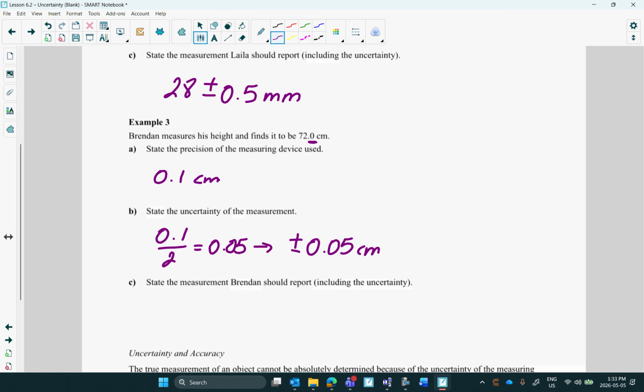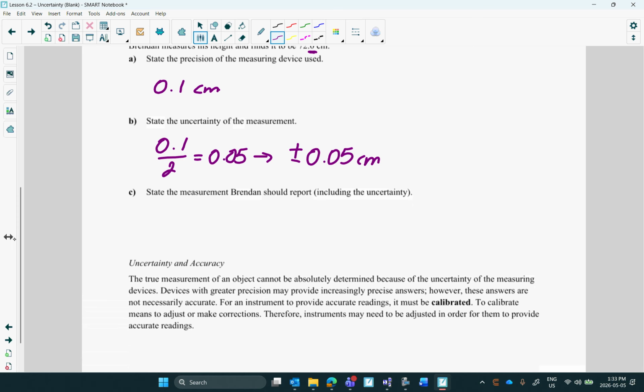So how do we write our final answer? Well, we write what we measured plus the uncertainty. So he got 72.0 plus minus the uncertainty. And then your units. Okay. So that's uncertainty and precision.